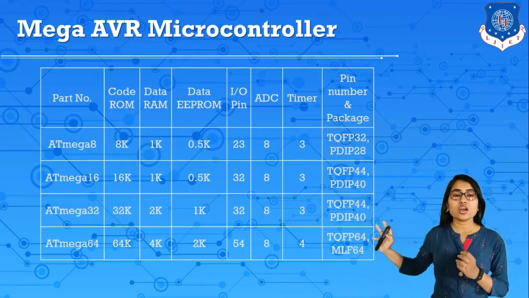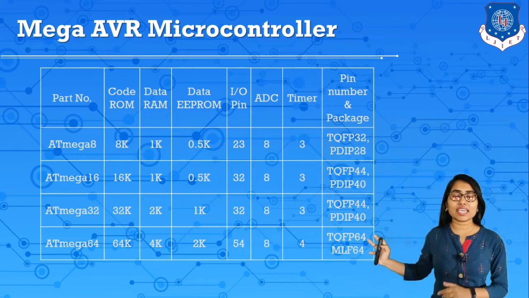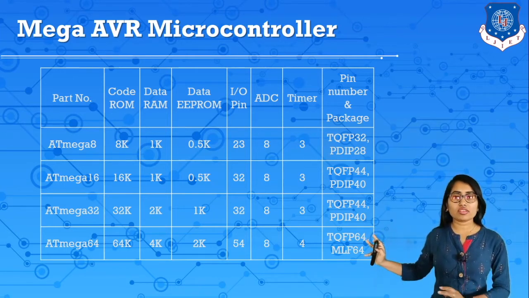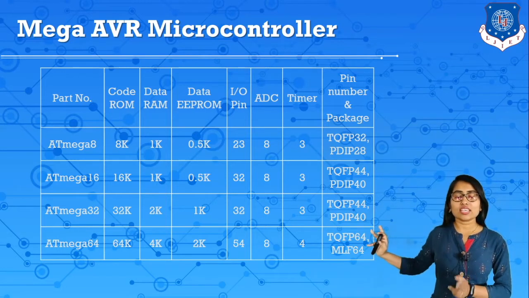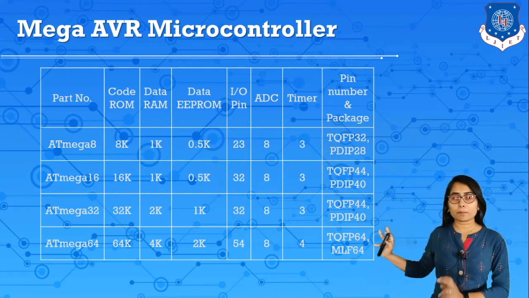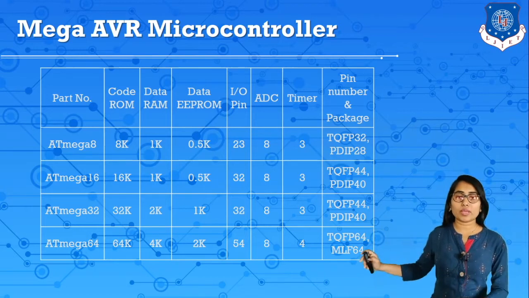This has a ROM of 16K, RAM of 1K, EEPROM of 0.5K, total 32 input output pins, 8-bit ADC, 3 timers, and is available in a TQFP44 PDIP40 package. Then next, ATmega32.